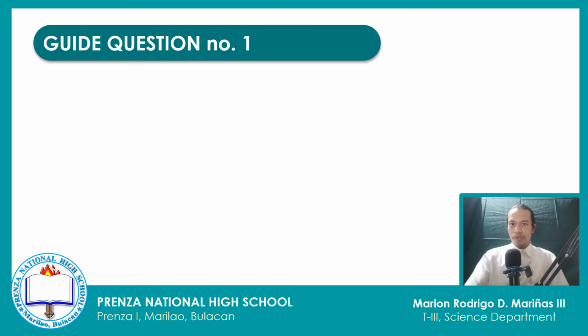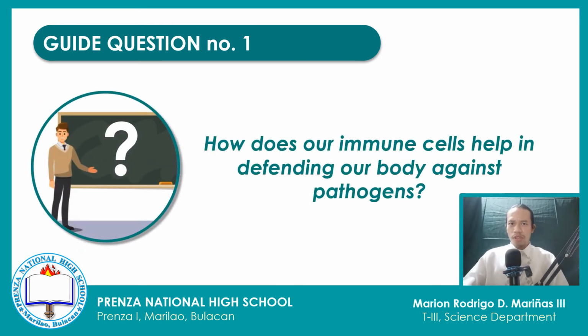Before we proceed to the next part of our discussion, please answer this question using 1 to 3 sentences only. The question is, how does our immune cells help in defending our body against pathogens? Please write your answer on your activity sheet. You may pause this video while answering, and once you're done, you may now proceed watching the next part of the video lesson.